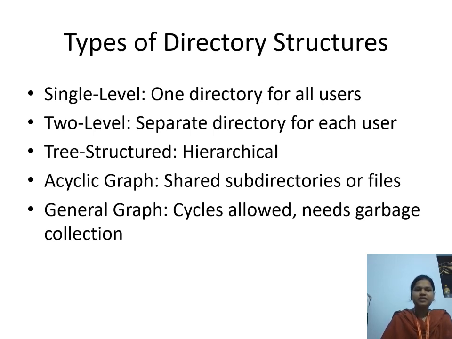Tree structured is hierarchical, which means there are huge directories available. Acyclic graph has shared subdirectories of files. Here in one directory there is a subdirectory, and in the subdirectory there is again a subdirectory. These are acyclic graphs. General graph: cycles are allowed and it needs garbage collection.